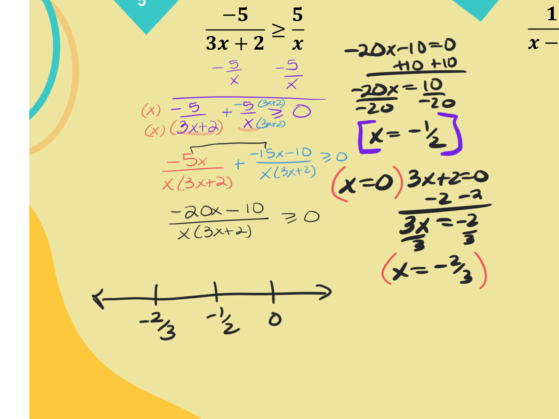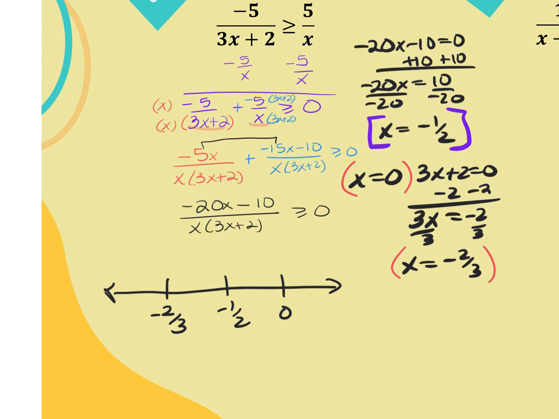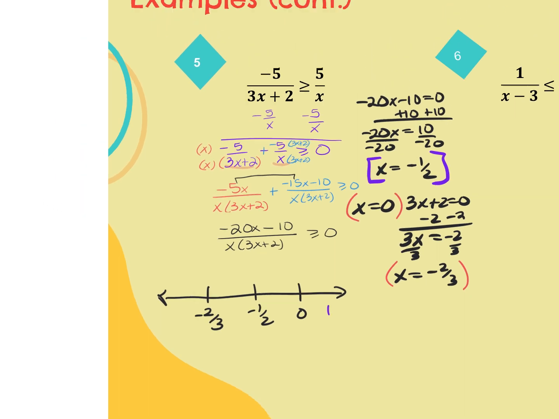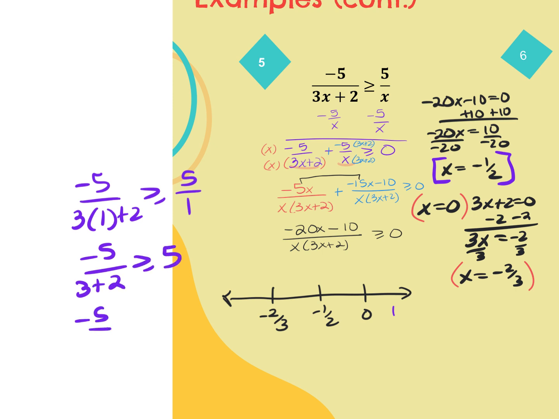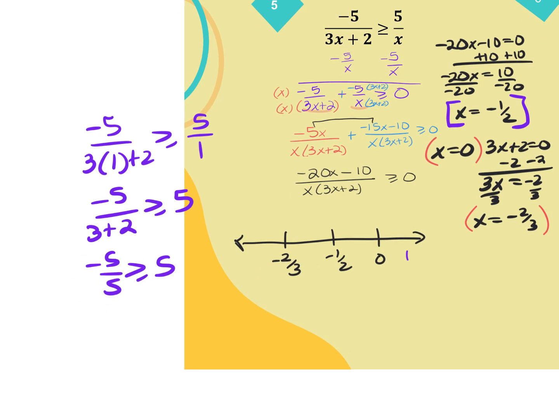I'm going to go ahead and plug in 1 as my test point, and 1's located over here. So take your original, negative 5 over 3 plus 2, plug in a 1 for x. 3 plus 2 is 5. Negative 1 greater than or equal to 5. This is false. So the section that has the test point gets an X. Then this is a check, an X, a check.